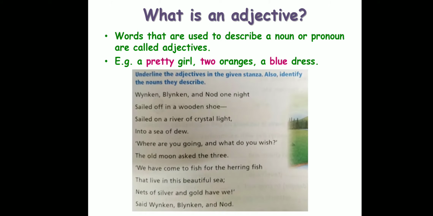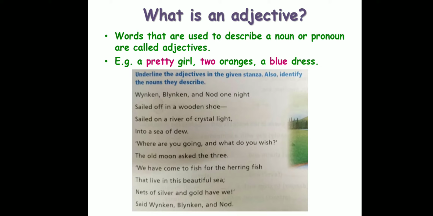This picture I've taken from your book. This is a warm-up exercise. So here the exercise asks you to underline the adjectives, and you also have to point out the nouns that the adjectives describe. So to identify the nouns, we will circle them, and for the adjectives, we are going to underline them. The way I do it over here, similarly you will do it in your textbook with a pen.